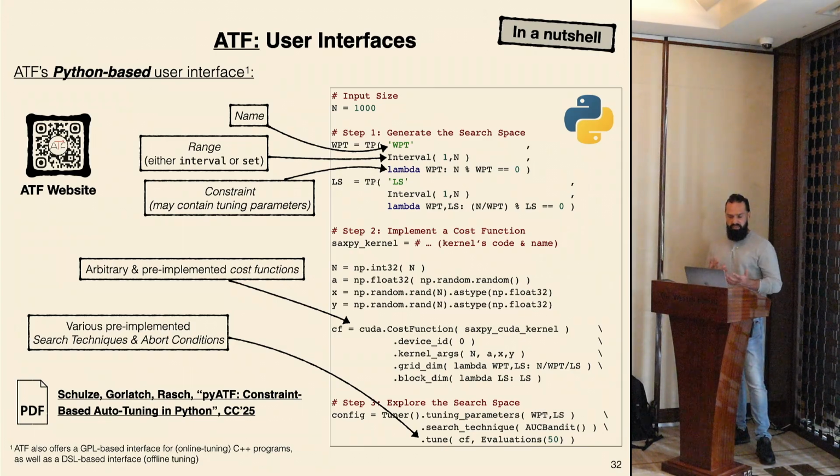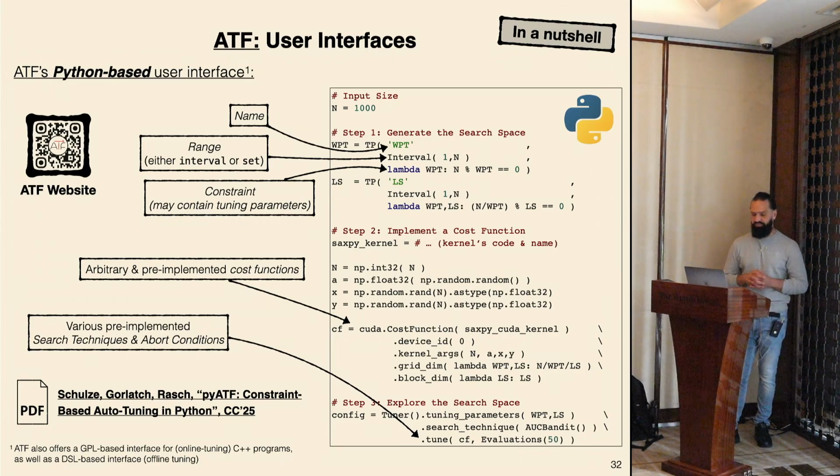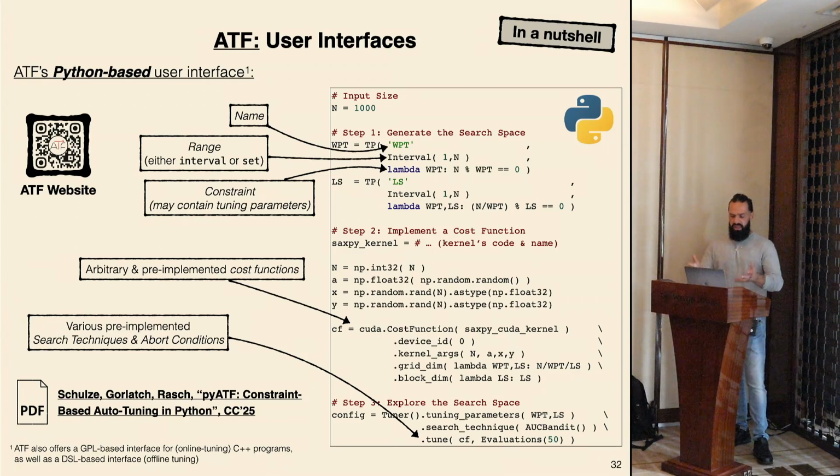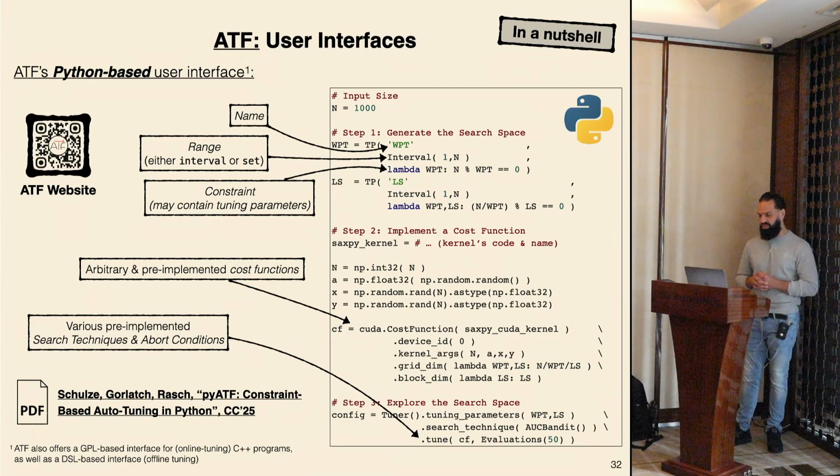Then you can implement your cost function, so the function whose cost needs to be minimized, for example, the runtime or the energy consumption, arbitrary in Python, so it can be any arbitrary Python function that takes a configuration as input and returns the cost. And we actually also provide pre-implemented cost functions for users' convenience.